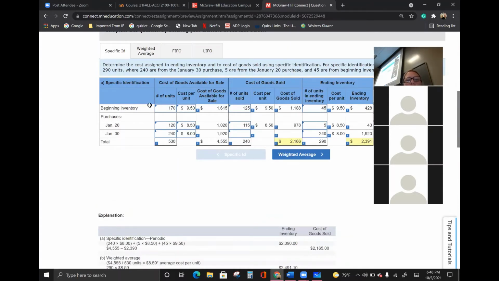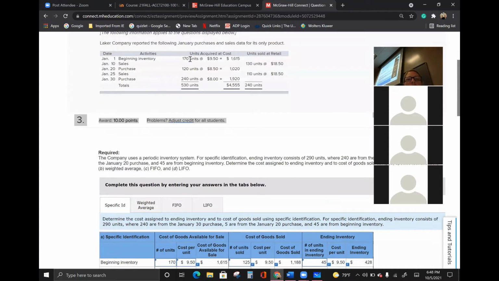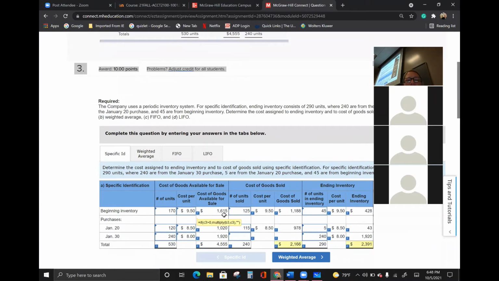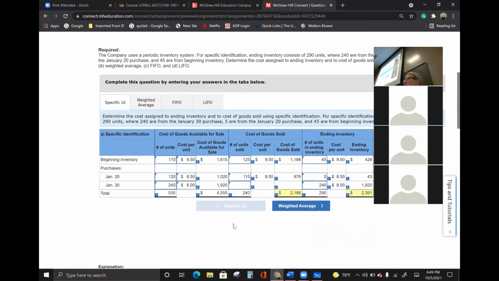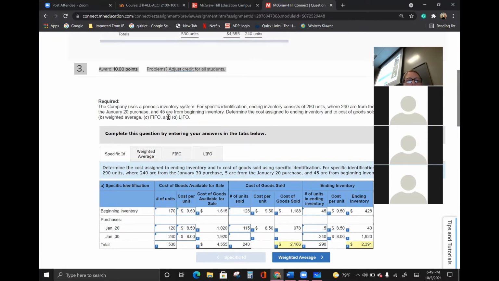Let's see how they're breaking it out. So on here, they're going beginning inventory. Beginning inventory had 170 at $9.50 calculated out. We listed our purchases, January 20th, January 30th, the number of units, the cost, calculating it out. So for my cost of goods sold, it didn't tell me what was sold, right? It told me my ending. So I can calculate that out by just looking to see what they gave me. They're telling me I have 45 from the beginning inventory. Well, 45 from the beginning inventory is 950.